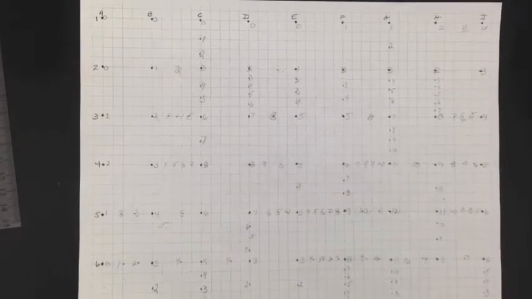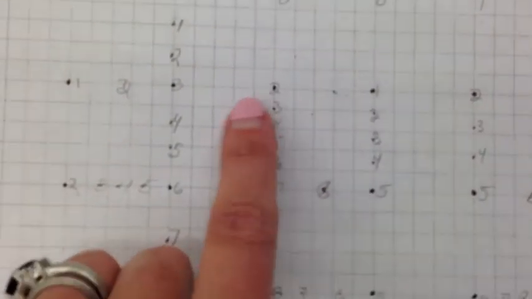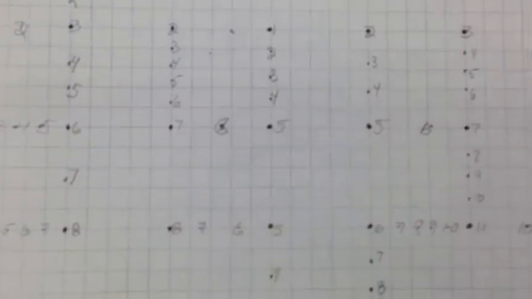When you're done, your paper is going to look like this. You're going to have some places where there are lots of dots between the points on your grid, and you're going to have other places where there aren't as many. Remember, wherever you have more dots, it simply means that your elevation changed a lot between those 2 points.